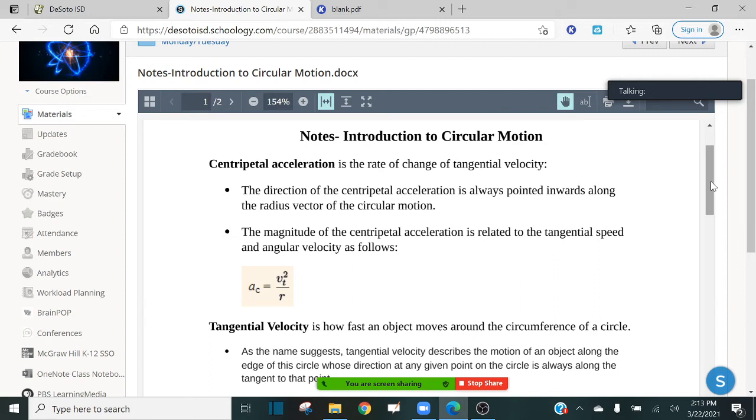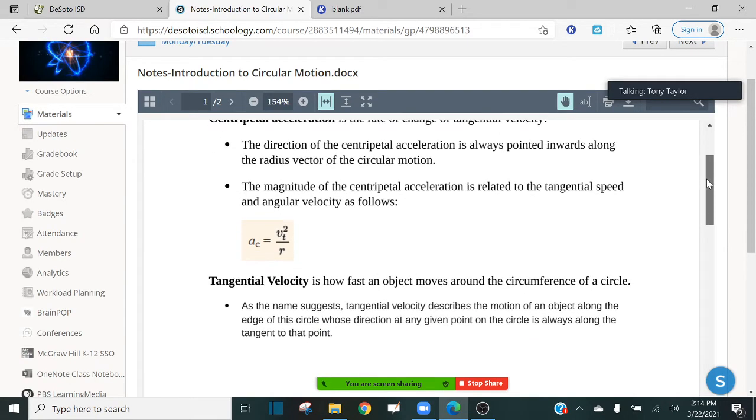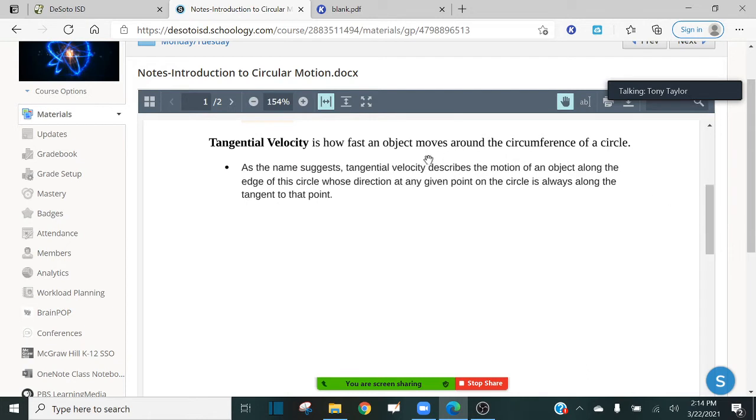Now, guys, anytime you have an object that is moving in a circle, its motion can be described by two things. You can describe its motion by its centripetal acceleration, and you can also describe its motion by its tangential velocity. So what do these terms mean? Let's start with this term right here, tangential velocity.